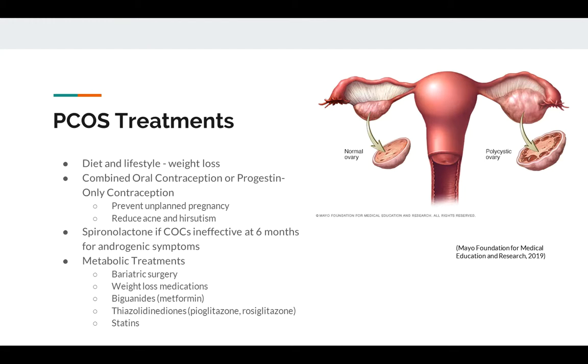So treatment is going to include weight loss especially. Oral contraceptives or progestin-only contraceptives can be helpful if the patient does not want to have a pregnancy. If those are not effective alone at getting rid of those androgenic symptoms, you can also add spironolactone. Metabolic treatments might include things like bariatric surgery, weight loss medication. Metformin is used a lot for insulin resistance. And then the thiazolidinediones, I cannot say that word, I apologize, and statins are also used to treat both the metabolic syndrome and hyperlipidemia, diabetes that often go alongside PCOS.